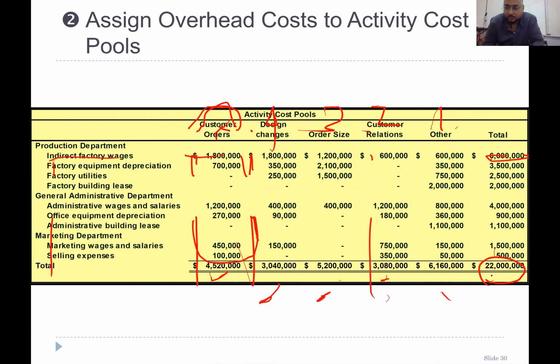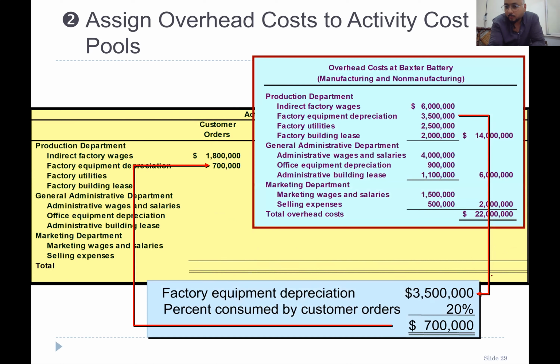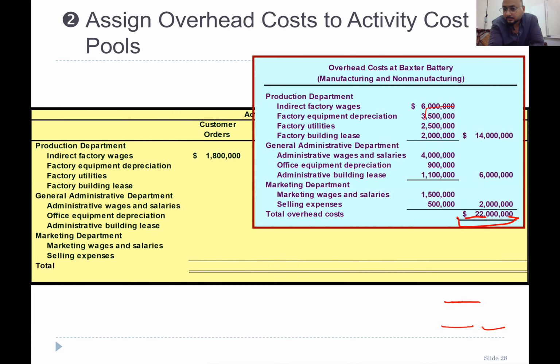If you go back here, so overhead is 22 million. We have divided this 22 million into 5 activities. And what are the costs of these 5 activities? They are the cost pools that we have created through vertical addition. Here we go.